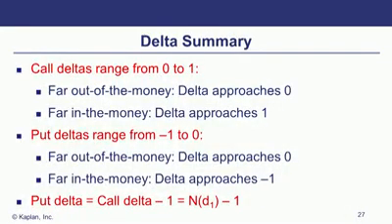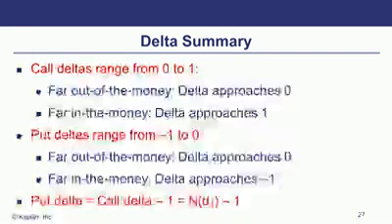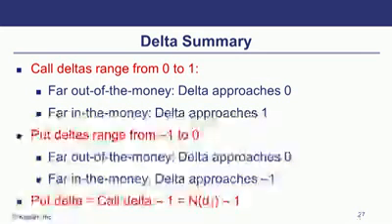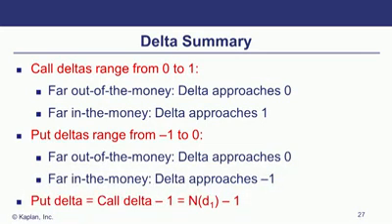Okay, so a nice little summary of delta now. So call deltas are values between 0 and 1. As the option moves in the money, delta approaches 1. As the option moves out of the money, delta approaches 0. And put deltas are values between minus 1 and 0. As the option gets in the money, delta approaches negative 1. As the option gets out of the money, delta approaches 0. Call delta is N(d1) from Black-Scholes, put delta is N(d1) minus 1. So this was essentially just a summary.